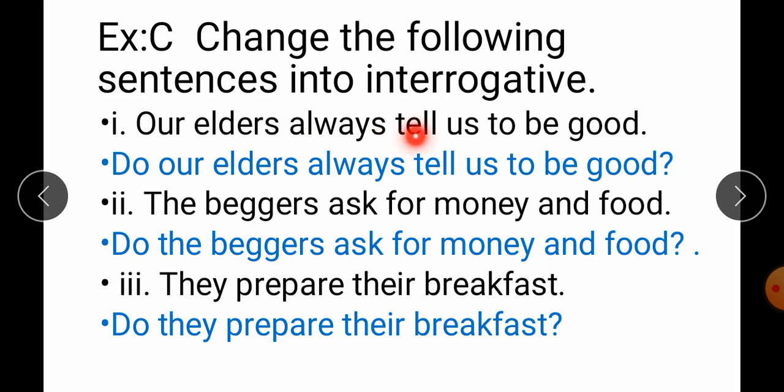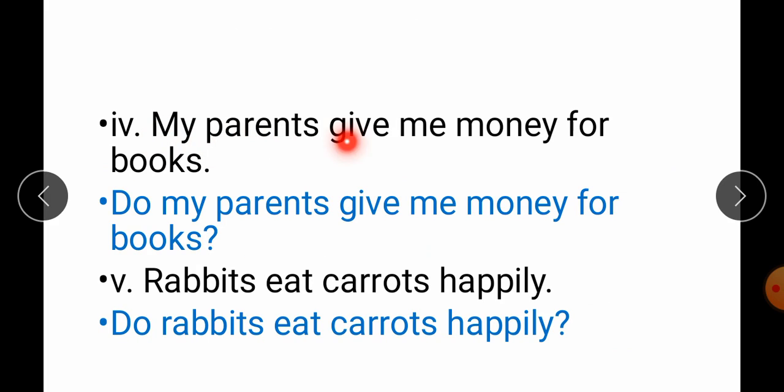Our elders always tell us to be good. Do our elders always tell us to be good? The beggars ask for money and food. Do the beggars ask for money and food? They prepare their breakfast. Do they prepare their breakfast? Students, putting of question mark is very necessary. My parents give me money for books. Do my parents give me money for books? Rabbits eat carrots happily. Do rabbits eat carrots happily?